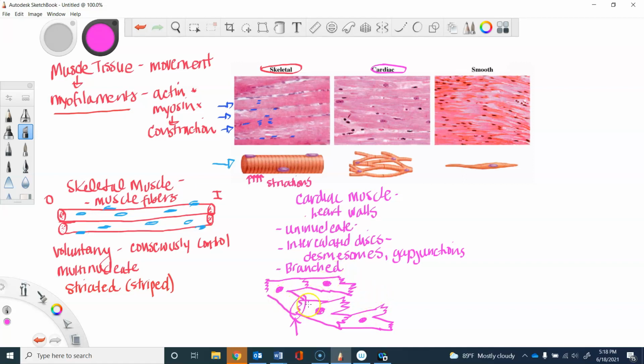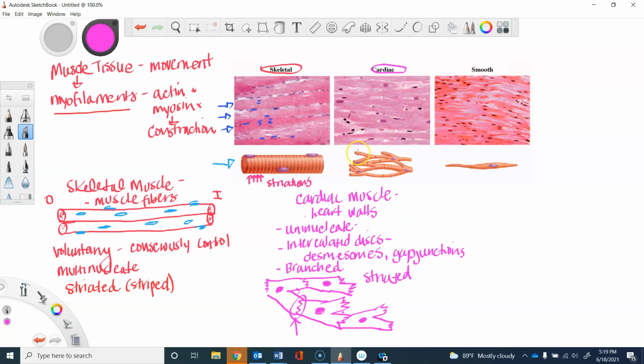And they're branched. So you can see this one branches like that. This is branching. This is branching. And that helps to stabilize the muscle cells. Skeletal muscle cells tend to or can tear. And the branching of cardiac muscle cells helps to keep that from happening, because you certainly don't want your heart muscles to tear. These muscle cells are also striated.